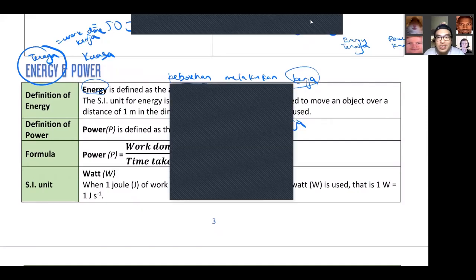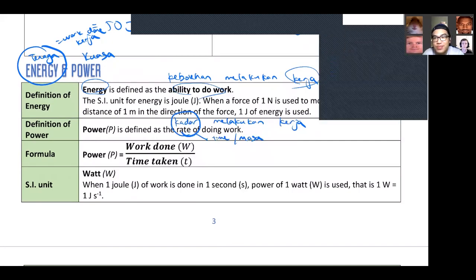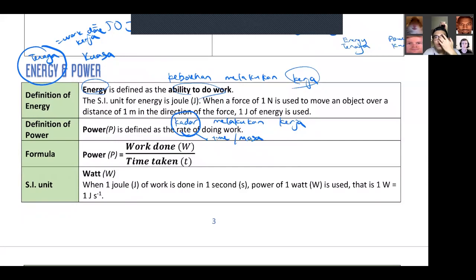Let's take the scenario of you buying a car. When you buy a car, you always talk about power, horsepower, kuasa kuda. How much horsepower can this car produce? Oh, this sports car has 600 horsepower. What does it mean? Why don't we say 600 joule? Why always power, not energy? Imagine it this way.